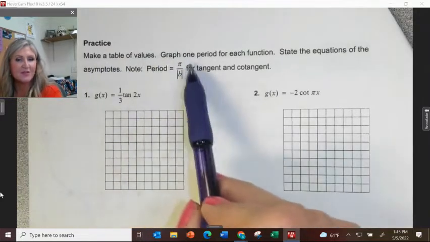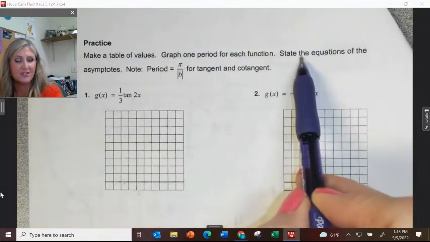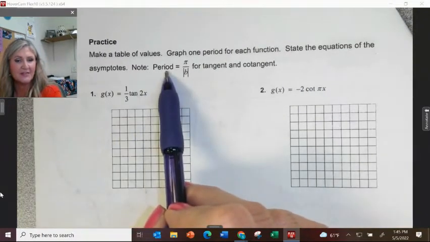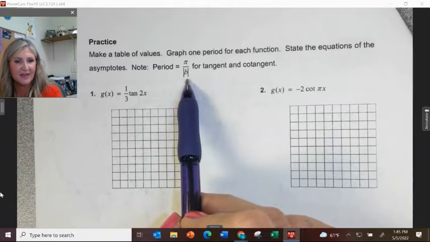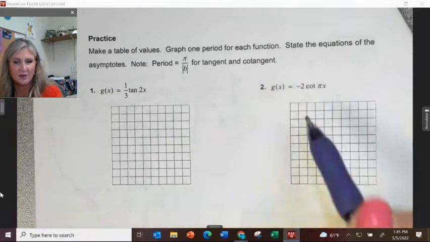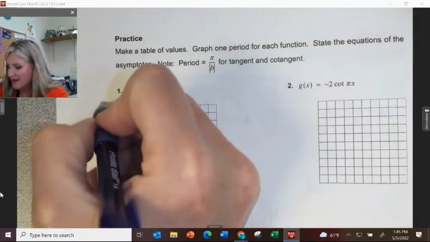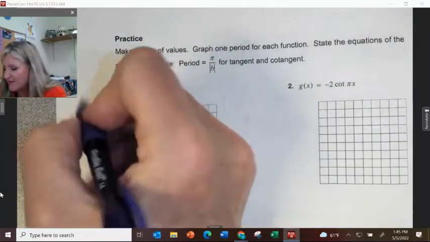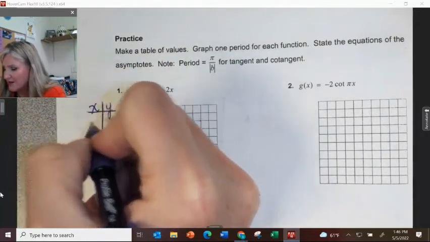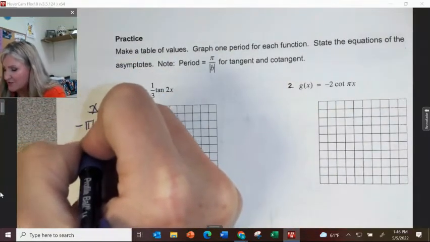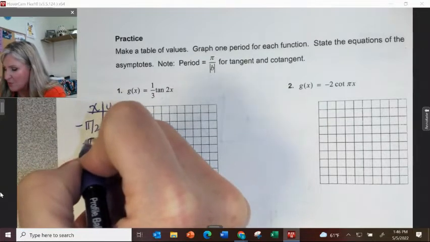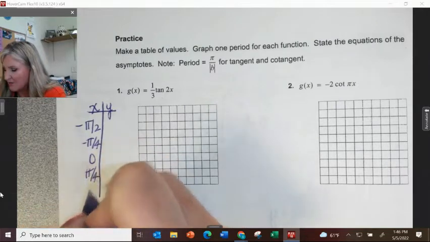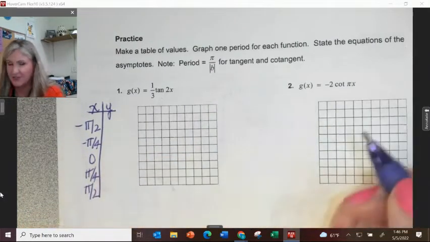Make a table of values, graph one period for each function. State the equations of the asymptote. Note the period is going to be pi divided by the absolute value of b for tangent and cotangent. All right, let's make our chart. For tangent, our 5 key points are going to go negative pi over 2, negative pi over 4, 0, positive pi over 4, and pi over 2.